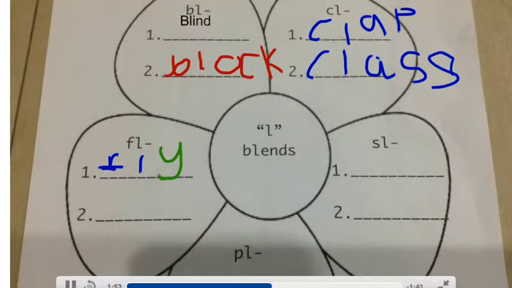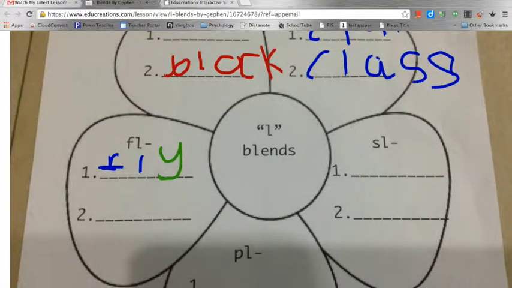Flap. Flap. What's a flap do? You flap your arms. Good, good.